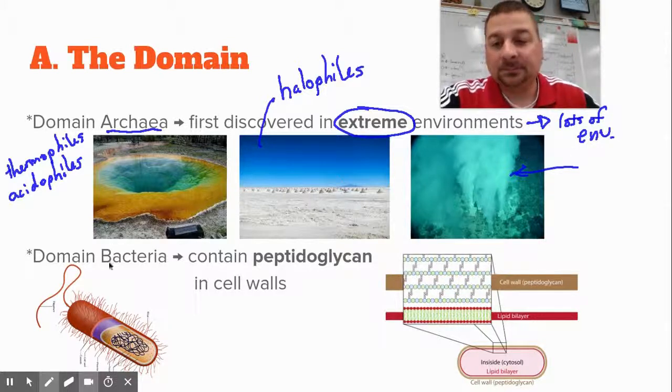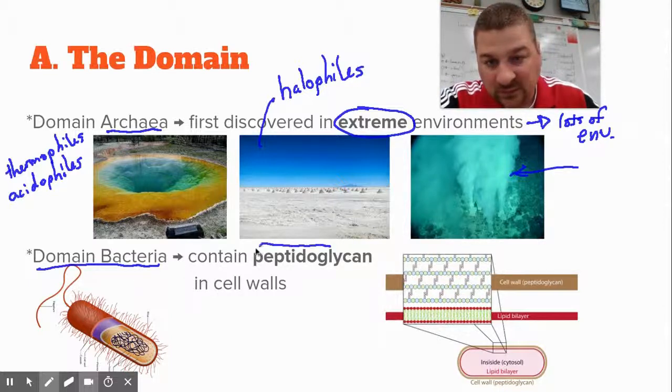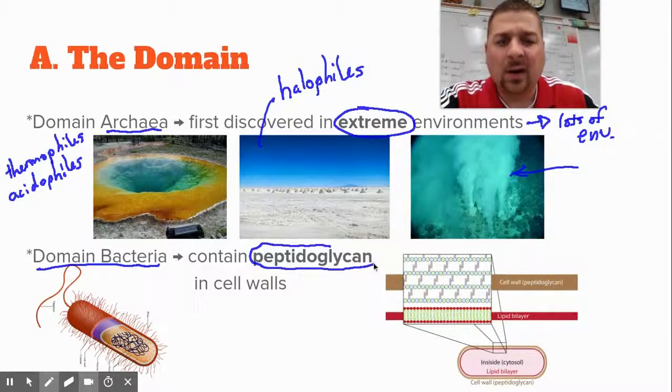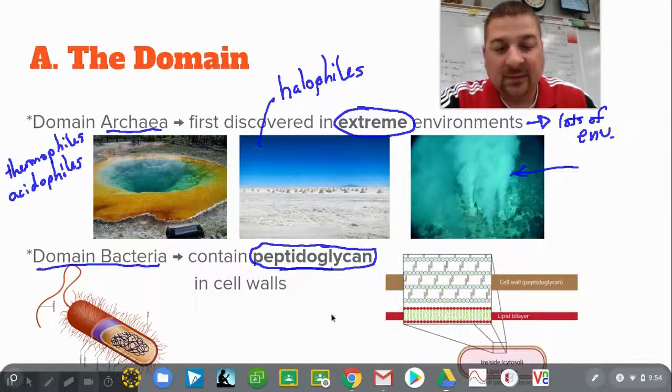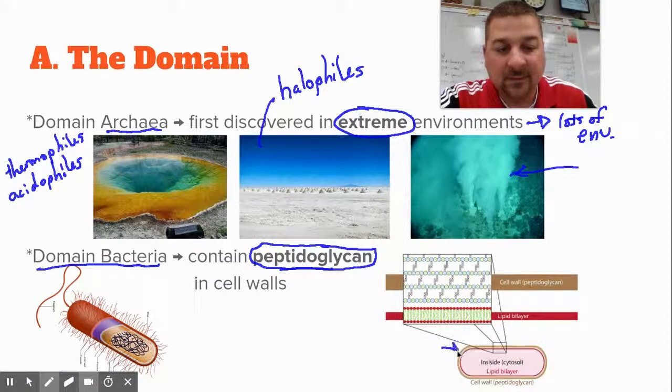Okay, domain bacteria includes all the eubacteria, which means true bacteria. One of the main differences we use to separate these two, besides our RNA sequences, is a really easy way: look to see if they have peptidoglycan in their cell wall. Down here is the bacteria. You have the lipid bilayer right here, the little phospholipids, what we normally think of as a cell membrane.